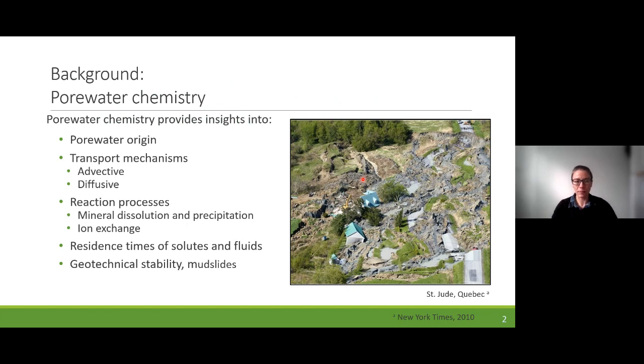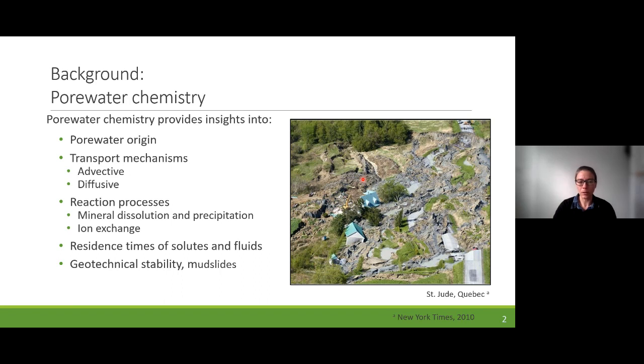So we want to characterize the pore water composition and chemistry of low permeability rocks because pore water chemistry can provide us insight into the pore water origin, so what the foundational water within these formations is, transport mechanisms that dictate the movement of solutes throughout these formations, so whether we have advective or diffusive dominated transport, reaction processes that can occur, so mineral dissolution and precipitation reactions, as well as any ion exchange.